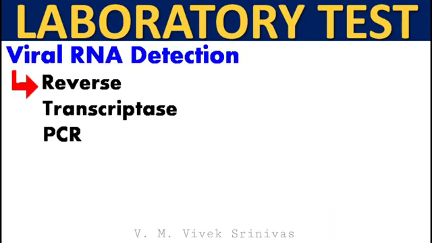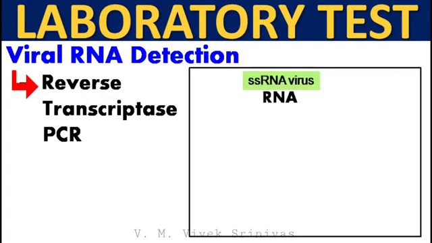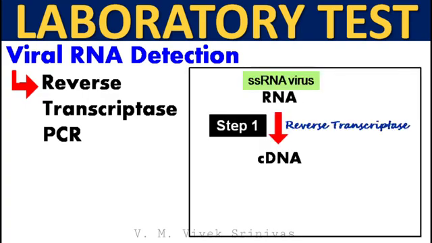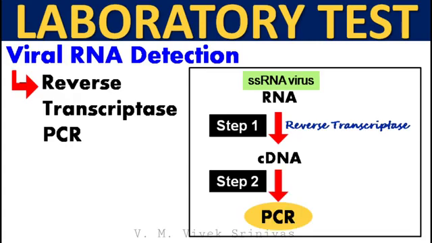For confirmation, that is for viral RNA detection, reverse transcriptase PCR is done. Since it is an RNA virus, first the RNA has to be reverse transcribed to complementary DNA using the reverse transcriptase enzyme. Later, this complementary DNA will be used to conduct the PCR.